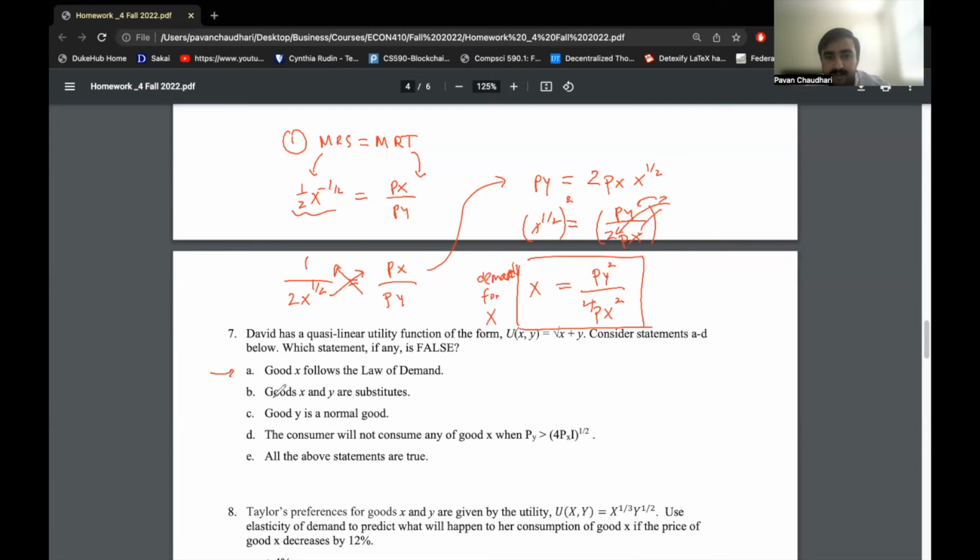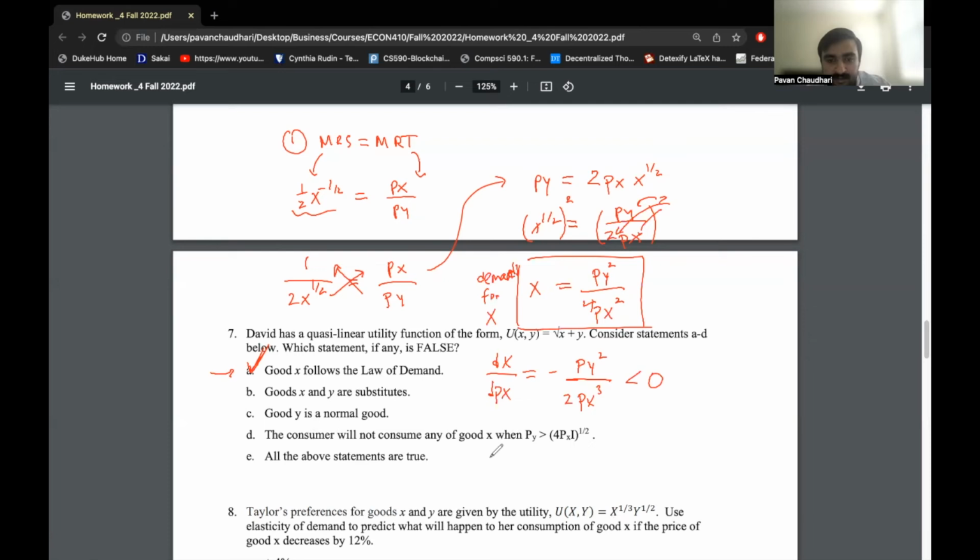So let's start with the first one. It says good x follows the law of demand. We could figure that out by checking dx/dpx, and either take the derivative or do the arrow method. If we take the derivative, we get negative py squared over 2px cubed, and this is less than 0. Or do the arrow method, you would find it is less than 0. And so this does in fact follow the law of demand, so we can cross out A. It's not false. Okay, good.